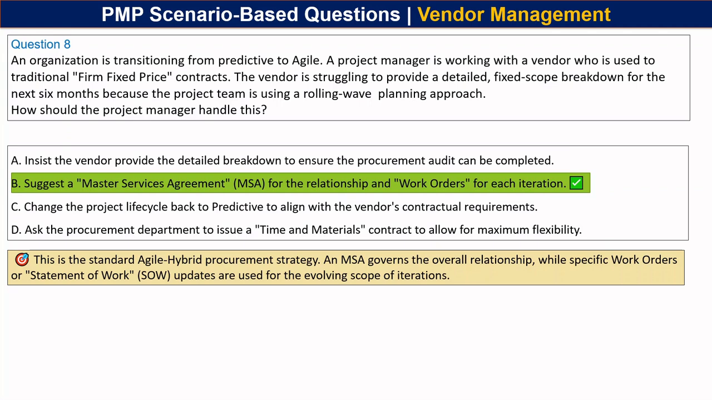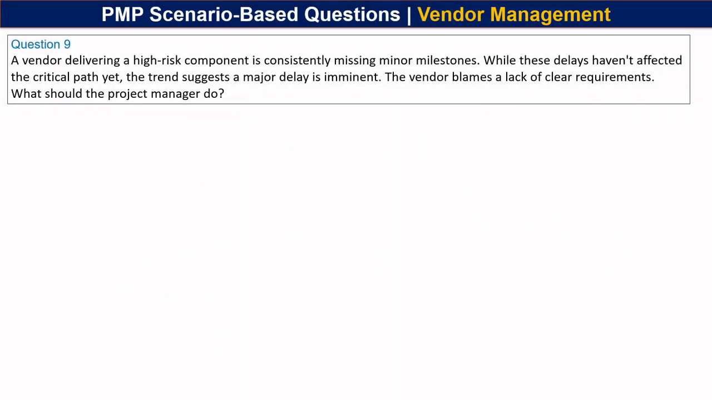Question 9. A vendor delivering a high risk component is consistently missing minor milestones. While these delays haven't affected the critical path yet, the trend suggests a major delay is imminent. The vendor blames a lack of clear requirements. What should the project manager do?